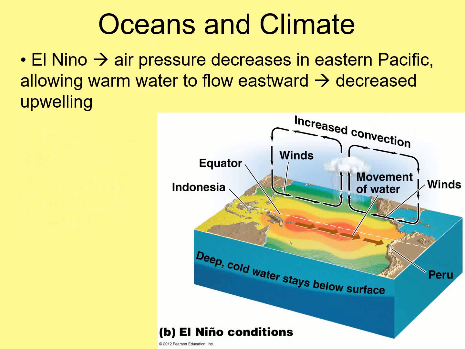So we've talked about the effect of nutrient availability on primary productivity and the effect that that has on higher trophic levels in a bottom-up trophic interaction.